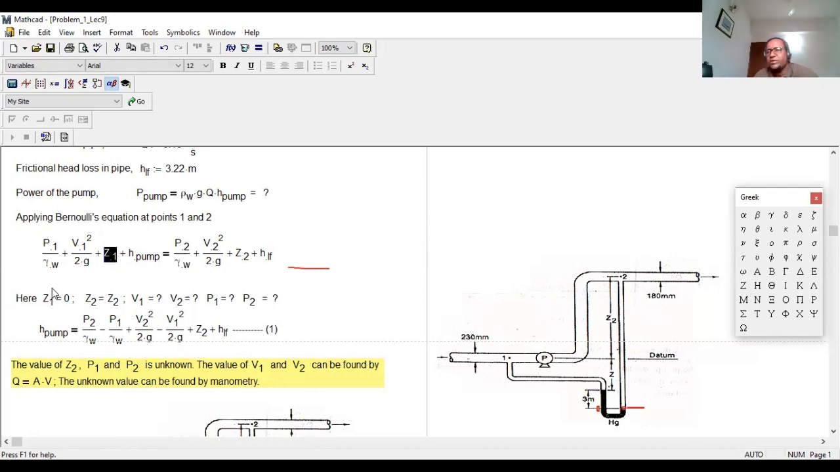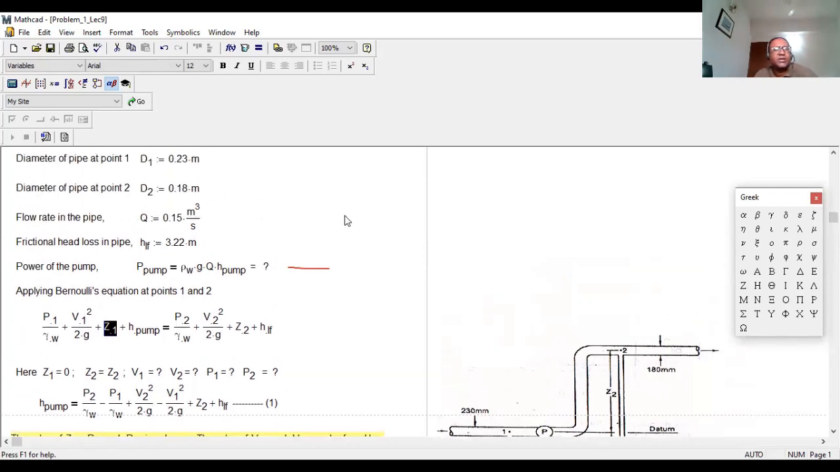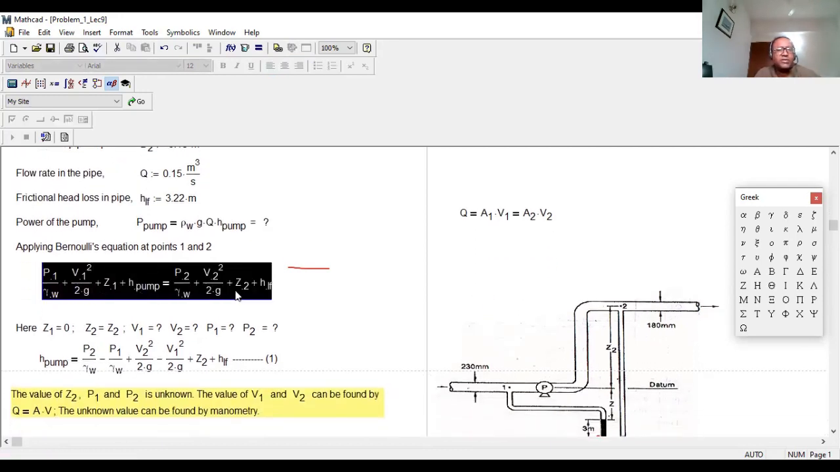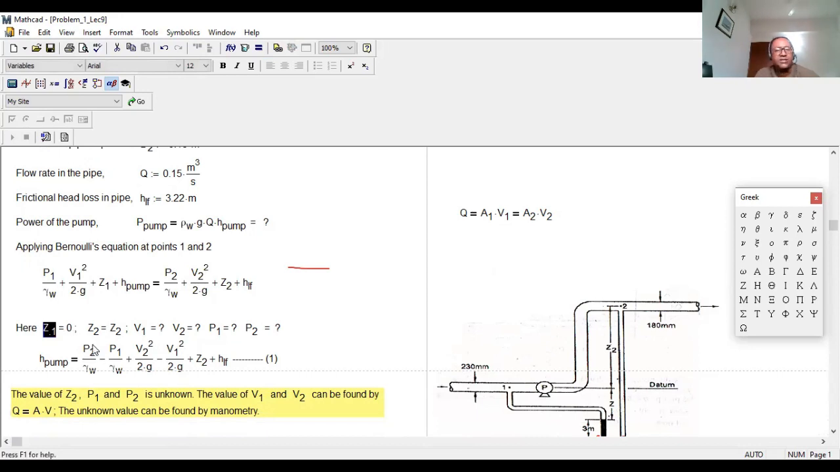But we know that Q is given. We know that Q equals A times V. Then I can say A1 into V1 equals A2 into V2. So you can easily figure out V1 will be Q by A1, V2 will be Q by A2. So this is our Bernoulli's equation. Then we are saying Z1 equals 0. Z2 we don't know, we just keep it as Z2. V1 we don't know, V2 we don't know. P1, P2 we don't know.